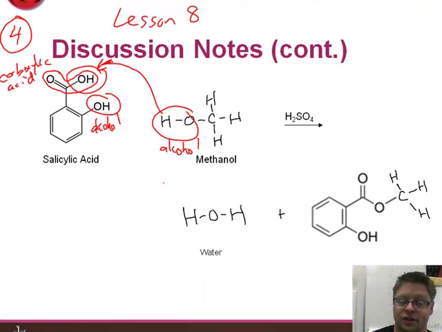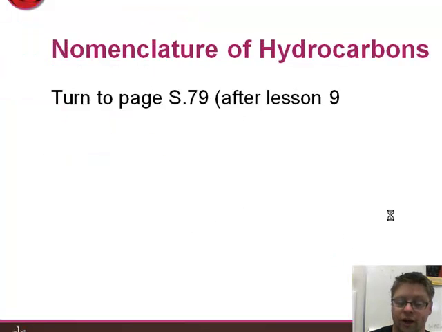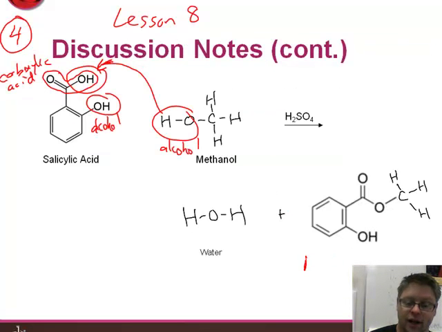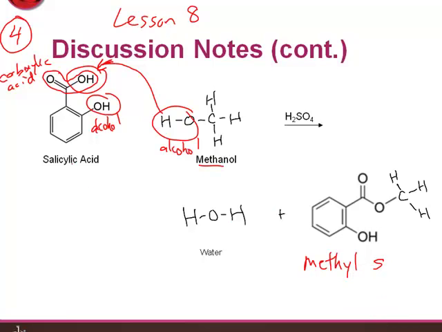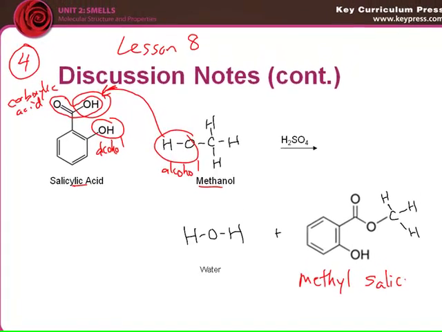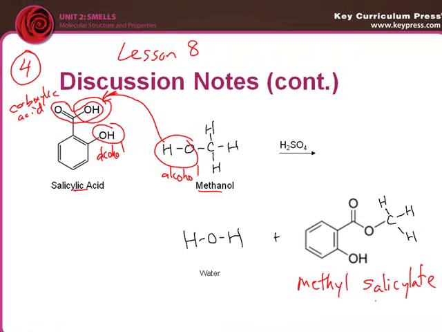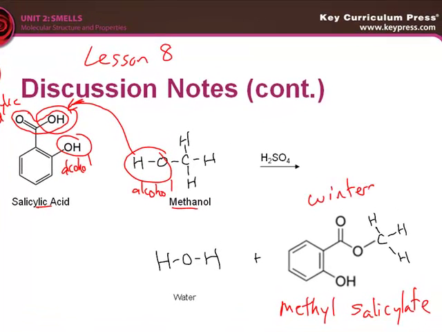So that's why the alcohol and the salicylic acid come together to make this molecule here, which is known as methyl, because the alcohol name comes first, methyl, and then this goes from salicylic acid to salicylate, methyl salicylate. And this is the ingredient that is responsible for the wintergreen smell that you noticed in the laboratory.